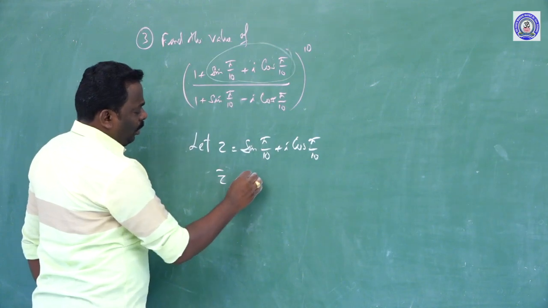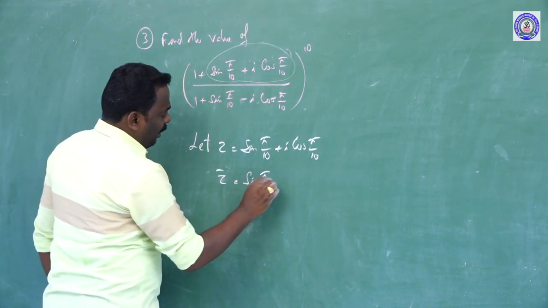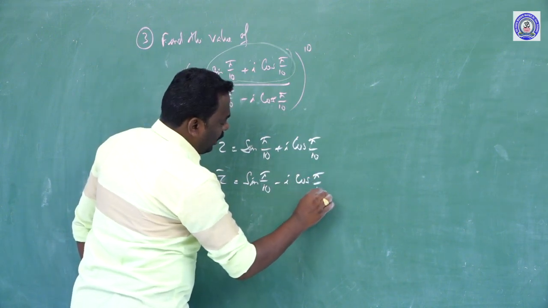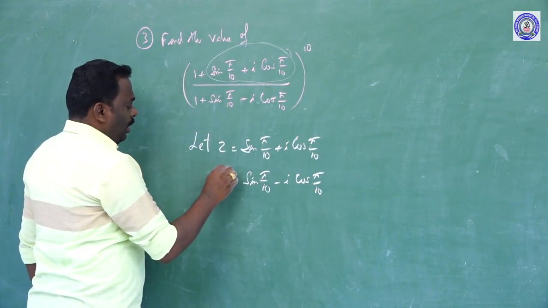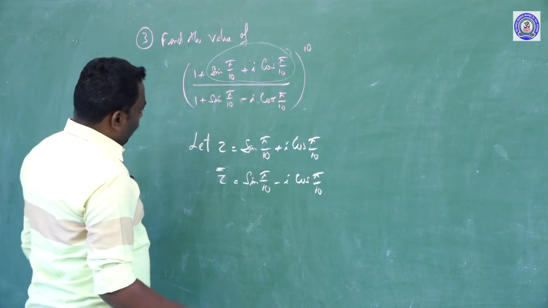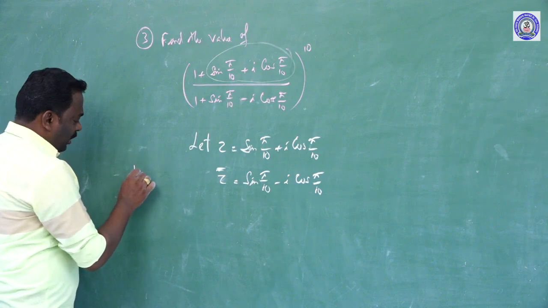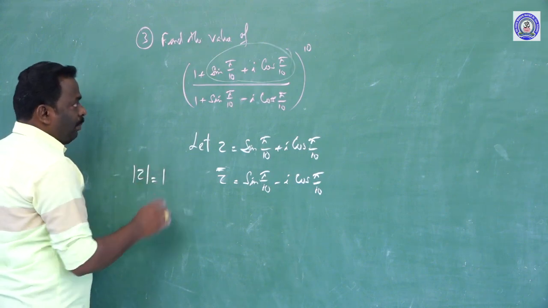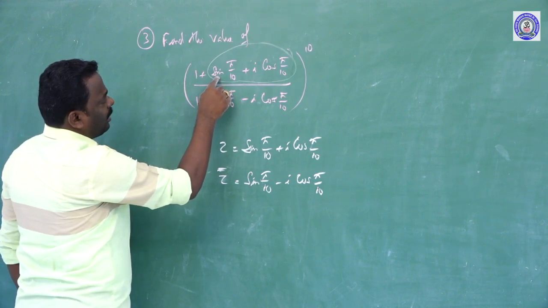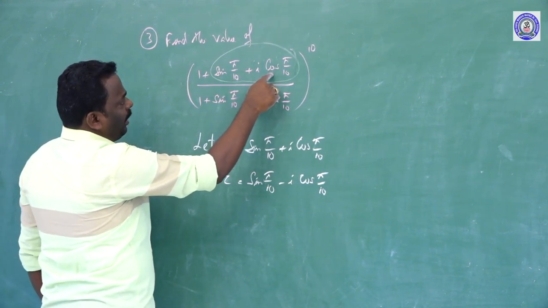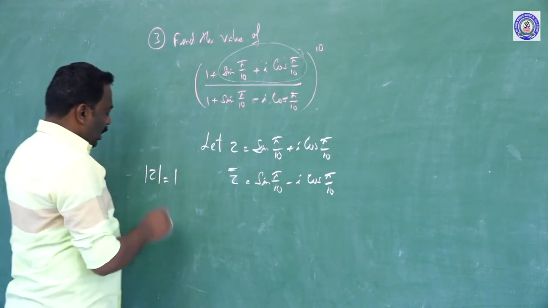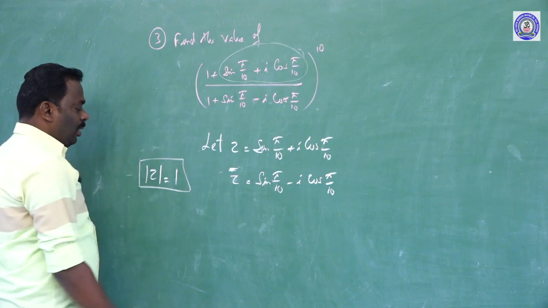The conjugate of the complex number z = sin(π/10) + i cos(π/10) is sin(π/10) − i cos(π/10), called z bar, the conjugate. Now take the given equation; we can again take the modulus of z. It automatically becomes 1, because the real term is sin θ and the imaginary term is cos θ, with θ = π/10. Therefore sin² + cos² equals 1, so again we get |z| = 1.